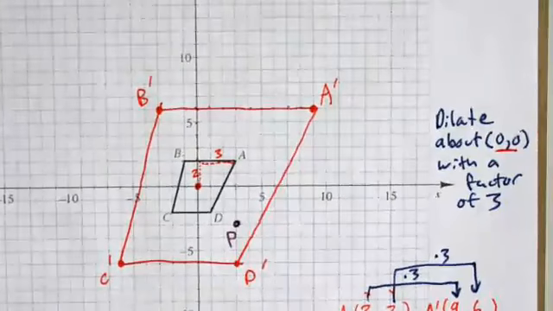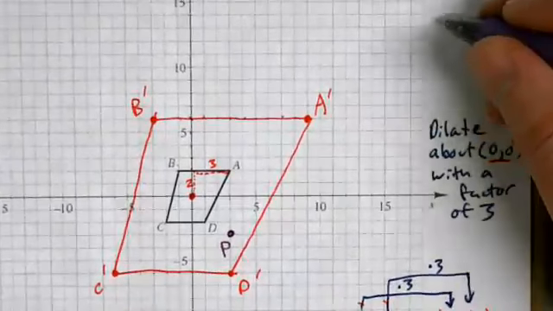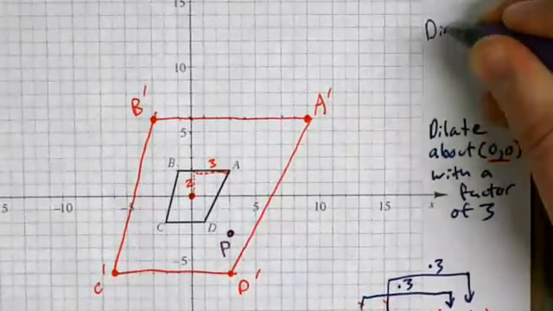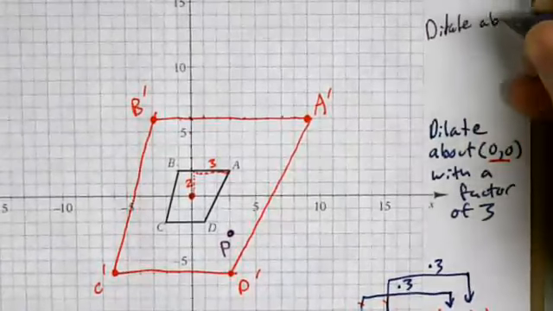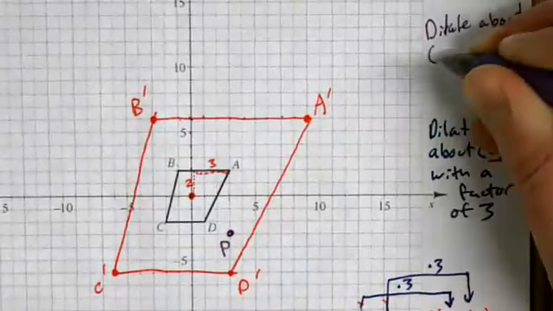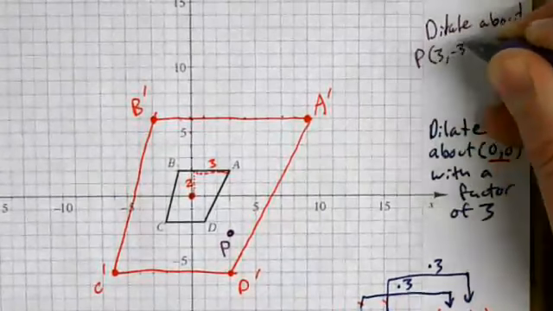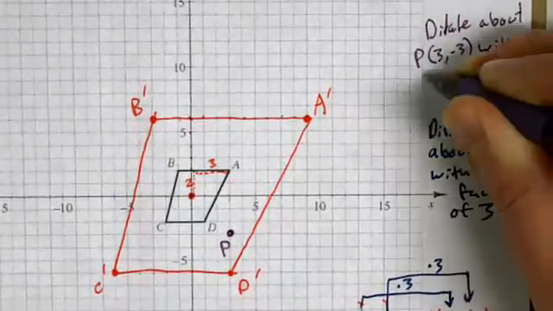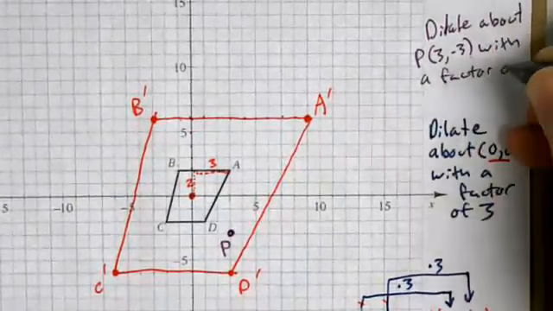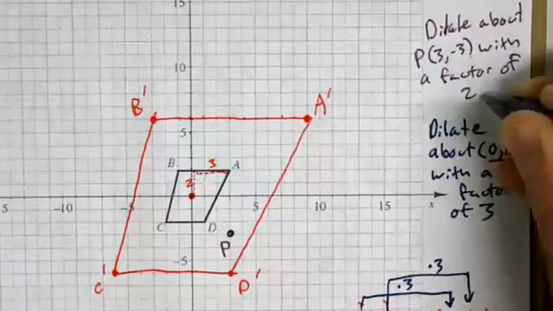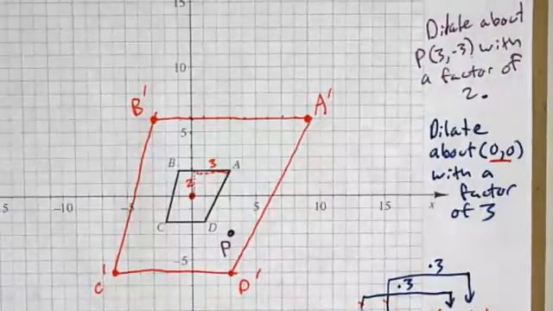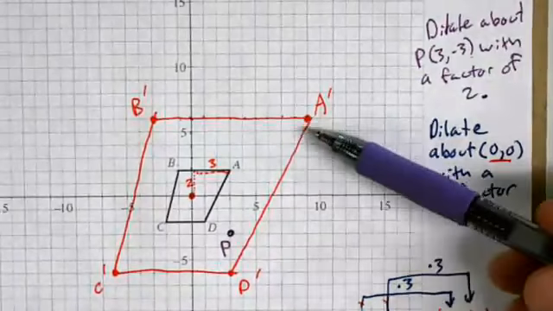And I want to write down my instructions here. Where do I have some space? I guess I'm going to have to go up here. For this one, I'm going to dilate about point P, which was 3 comma negative 3, with a factor of, let's do a factor of 2 this time. And let's do it with counting, and then we'll see if the shortcut that we just came up with applies to this, okay? So I'm going to create a new A, B, C, D, but they're going to be double primes this time. We've already used up the primes.